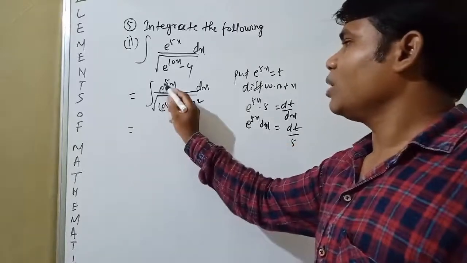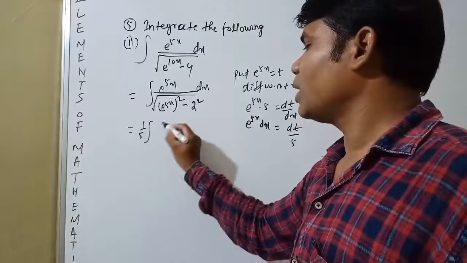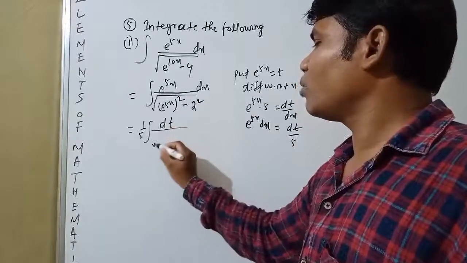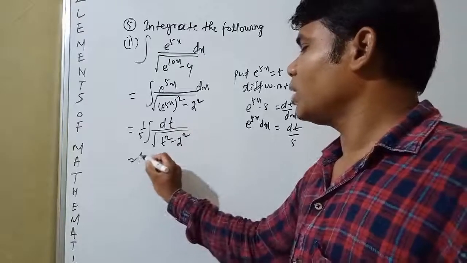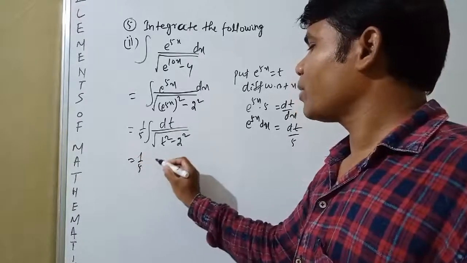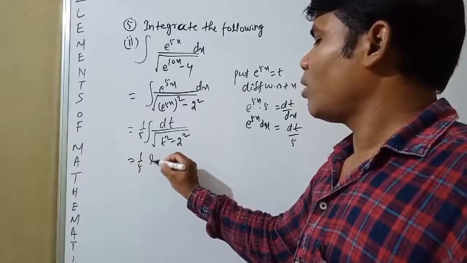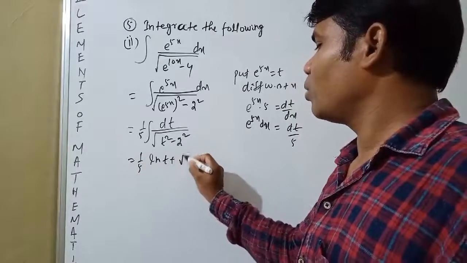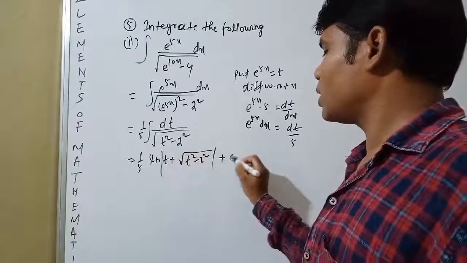You see, e to the power 5x dx is equal to dt by 5. Keep 1 by 5 outside. You write here dt, then root over t square minus 2 square. Okay, is equal to 1 by 5. Here you see, you can get ln t plus root over t square minus 2 square plus c.